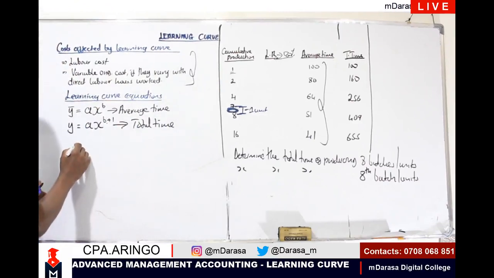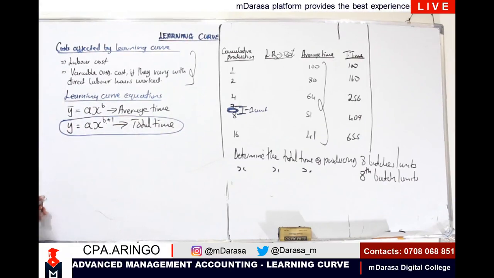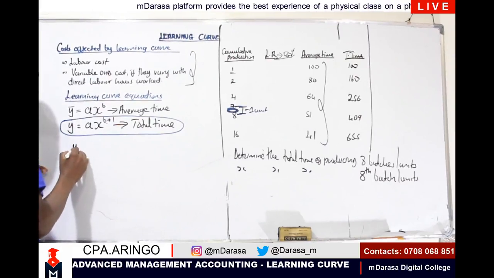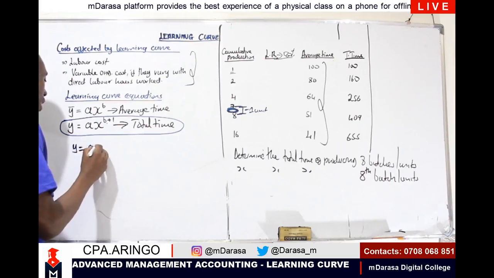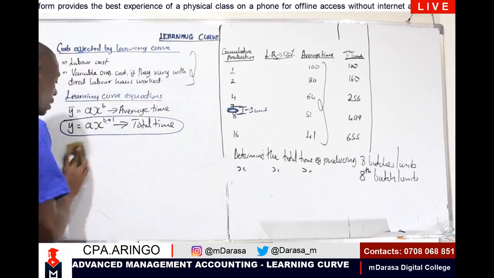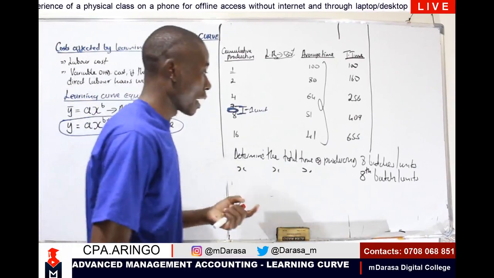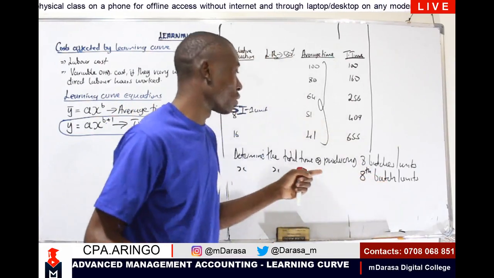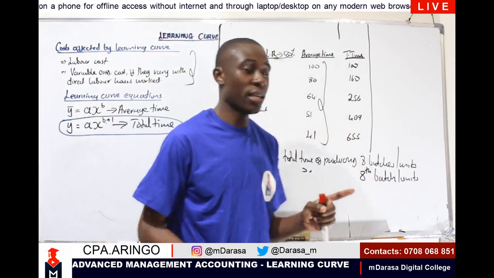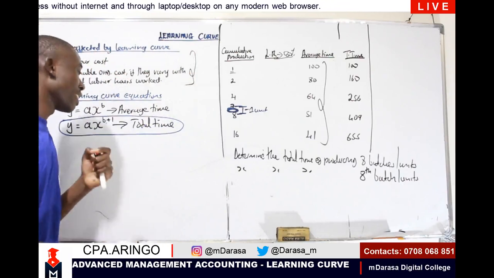So how will I determine, first of all, the cumulative time of producing 8 batches? We have our formula there. Y is equal to aX to the power b plus 1, which you have there. That should be your total time, Y. Remember, we are looking at the total time of producing what? Our production. And in this case, the first thing I'm looking at is 8 batches. How are we going to work out these 8 batches?